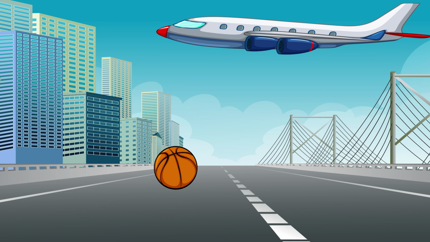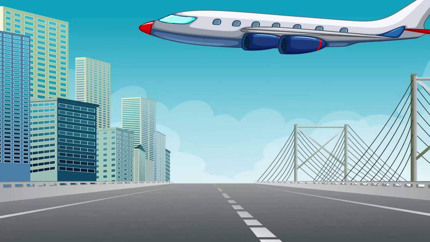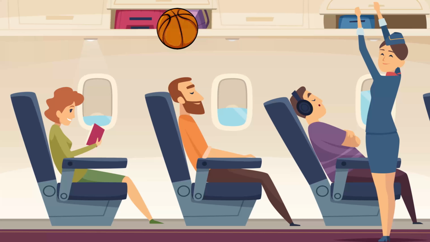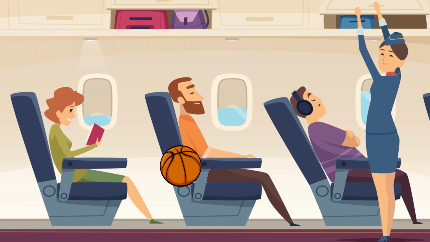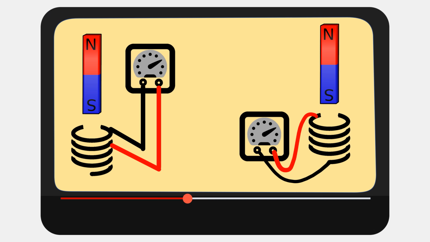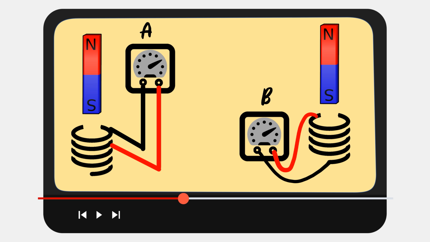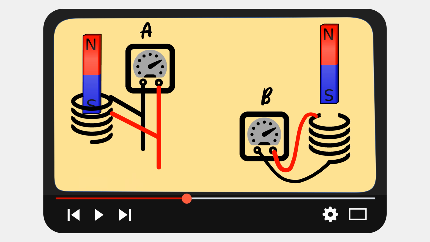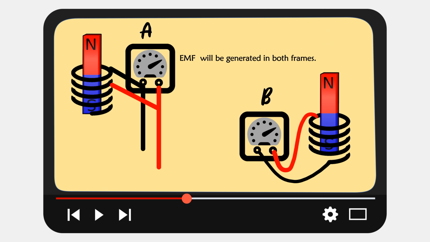Example: suppose we threw a ball from particular height from two frames. First ground and second aeroplane. In both the cases the ball will go downwards due to gravity. Another example: take a magnet and a coil. Initially, move the coil relatively to the magnet. Secondly, move the magnet relative to coil. In both the cases EMF will induce.